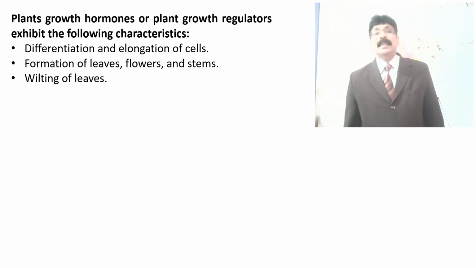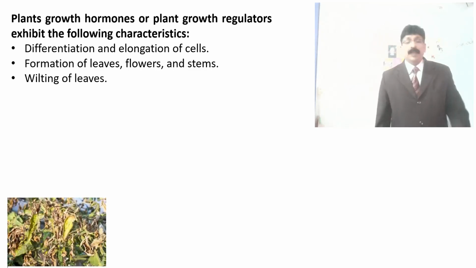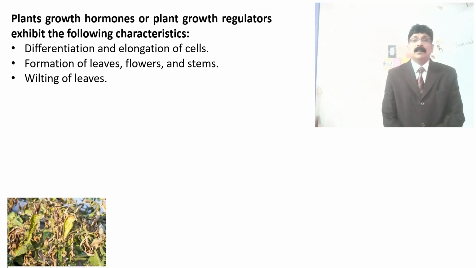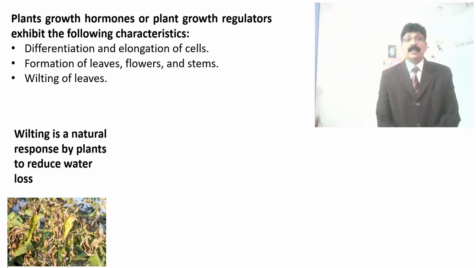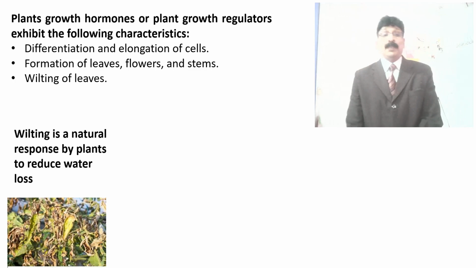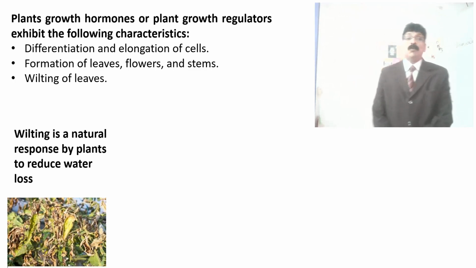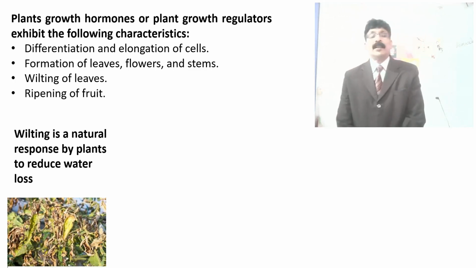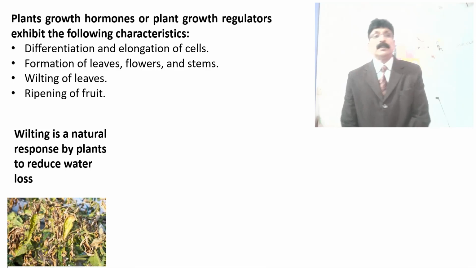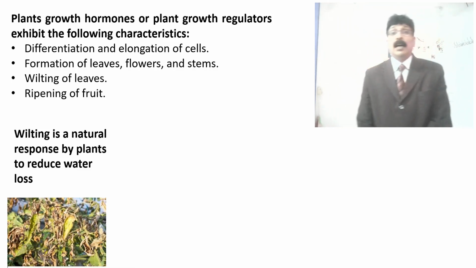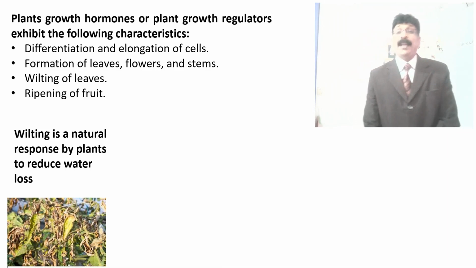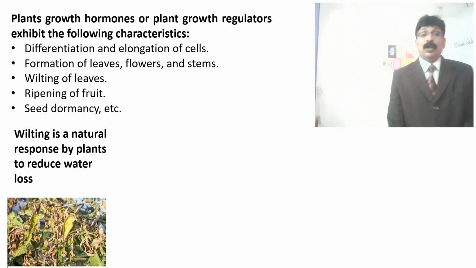wilting of leaves, falling down with less water content. Wilting is a natural response by the plant to reduce water loss. This is done by the hormones or growth regulators. Ripening of fruit, seed dormancy, etc.